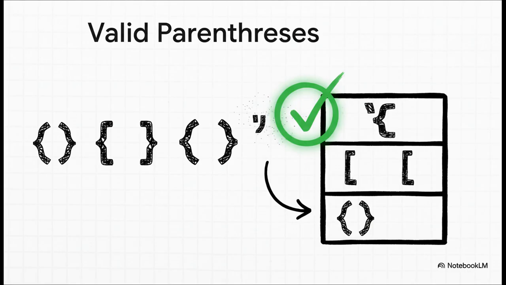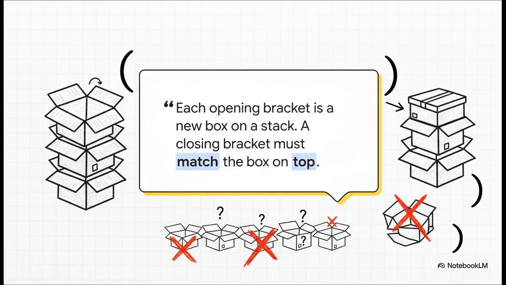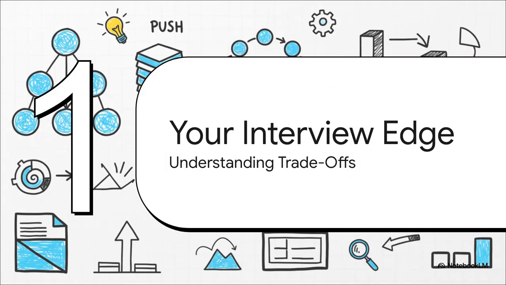But the most famous interview problem for this is validating parentheses, making sure every open bracket has a matching closed bracket in the correct order. This nesting boxes analogy is really the key. When you see an opening parenthesis, like open, it's like you're putting an open box onto a stack. When you see a closing parenthesis, like close, you have to find a matching open box right on top of that stack to close it. If the box on top doesn't match, or if you have leftover open boxes at the end, well, then the whole structure is invalid.